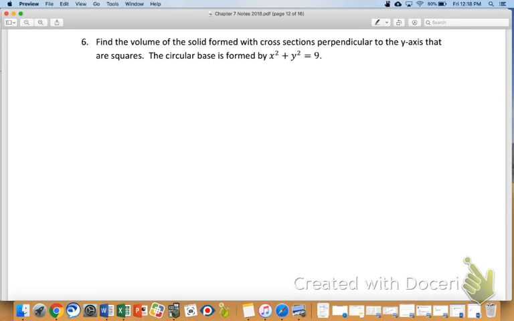So this one says the cross sections are squares. So you've got a circular base, and the cross sections are squares. And they could be triangles, they could be semicircular, they could be lots of stuff.